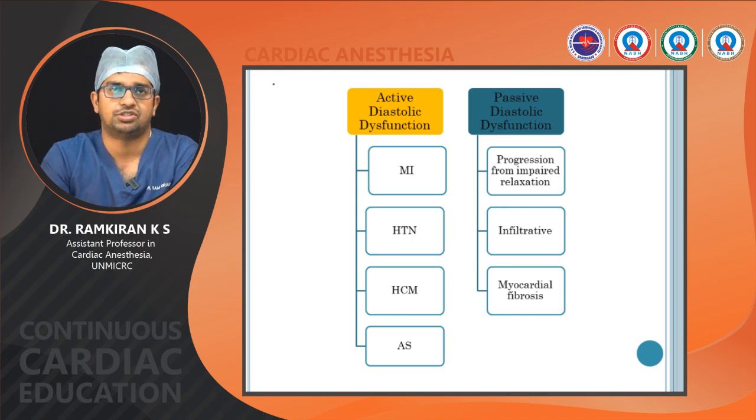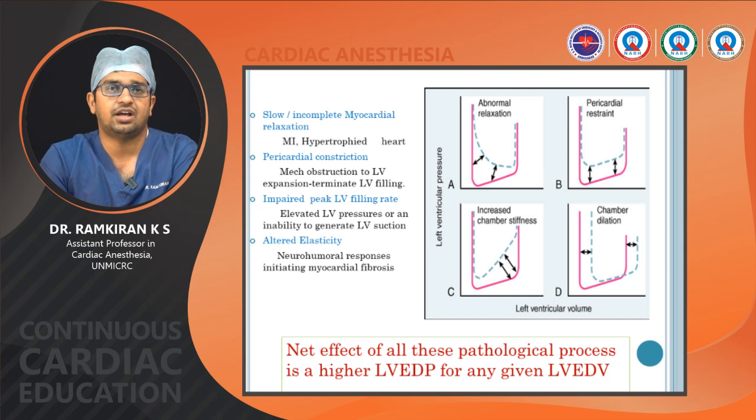causes of myocardial fibrosis. So basically, if you see the pressure volume loops of these patients with diastolic dysfunction due to various causes, in figure A there is a slow or incomplete myocardial relaxation as seen in MI and hypertrophied hearts, whereas in figure B you can see the pericardial constraint, and in figure C you can see the impaired peak LV filling rate.